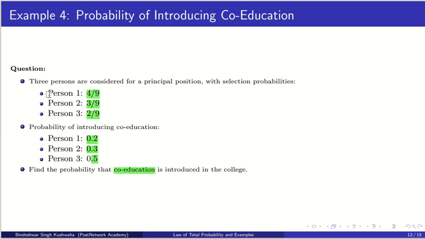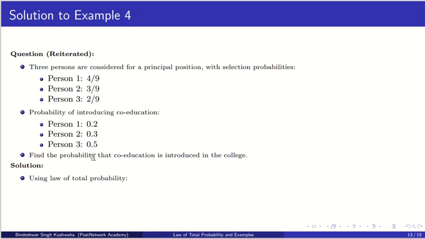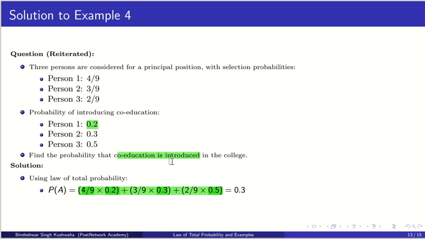Again, these are E1, E2, E3, and these are conditional probabilities. So we can find the probability that co-education is introduced in the college, using the law of total probability. Here 4 upon 9, E1, you can assume that is co-education introduced by the first person. The same way, co-education introduced by the second person and by the third. This way we can get the probability of the event that co-education is introduced.